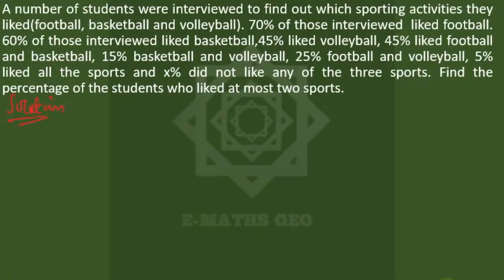Okay, they said we're given this. A number of students were interviewed to find out which sporting activities they like. That's among football, basketball, and volleyball. 70% of those liked football. Basketball, 60. Volleyball, 45. 45 liked football and basketball. 15 basketball and volleyball. Okay, let's just draw a Venn diagram.